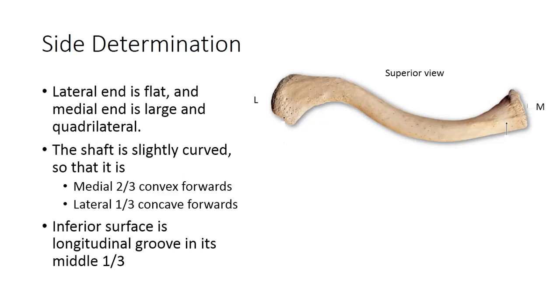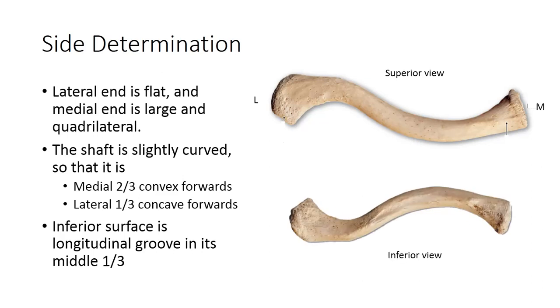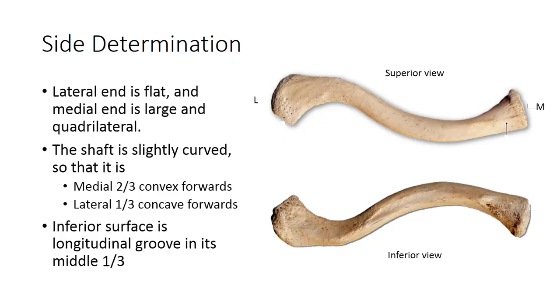On the inferior surface there is a longitudinal groove in the middle 1/3. As this is the inferior view and this is a longitudinal groove, this is the subclavian groove. On the basis of this we can identify the superior and inferior side. So on the basis of these facts, this is a clavicle of the right side.